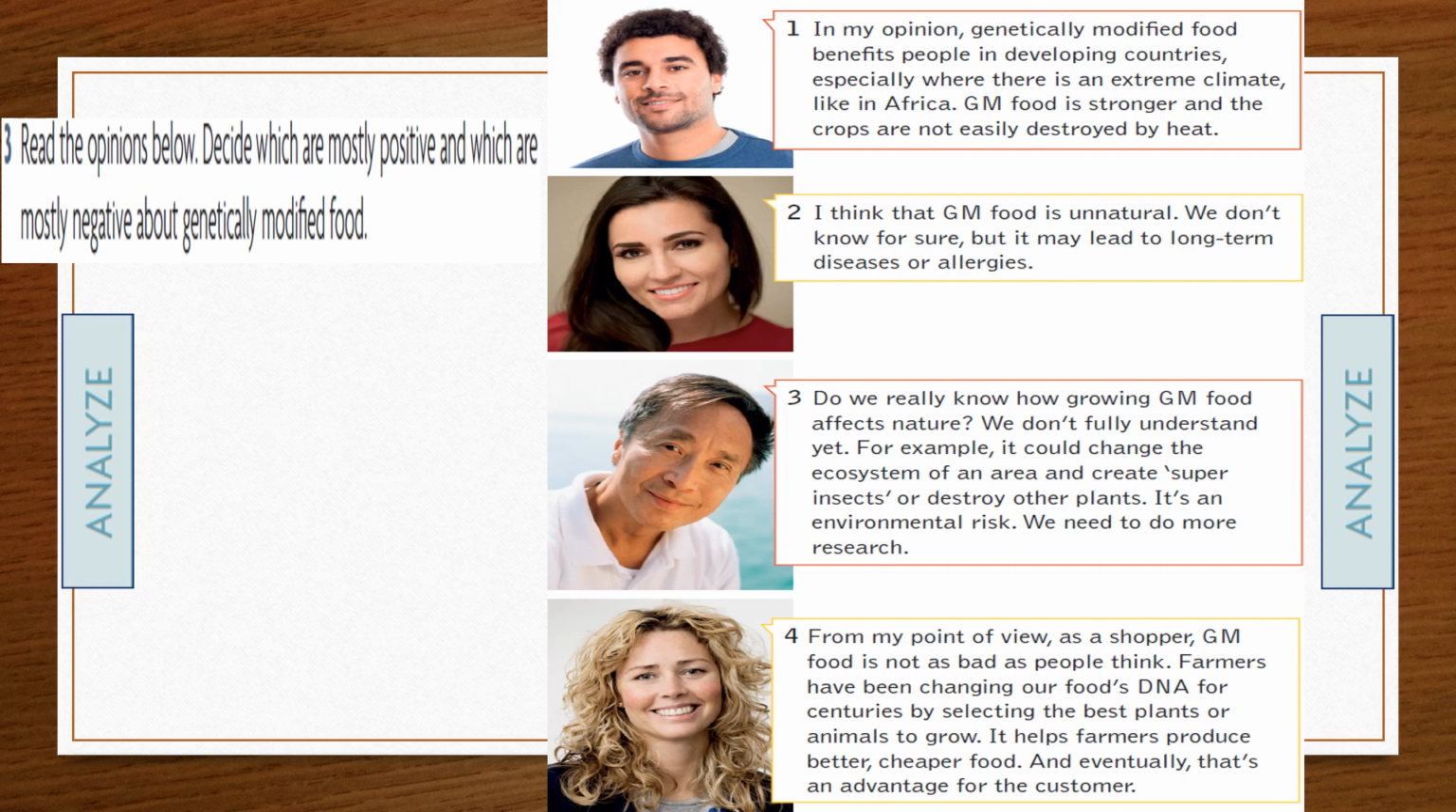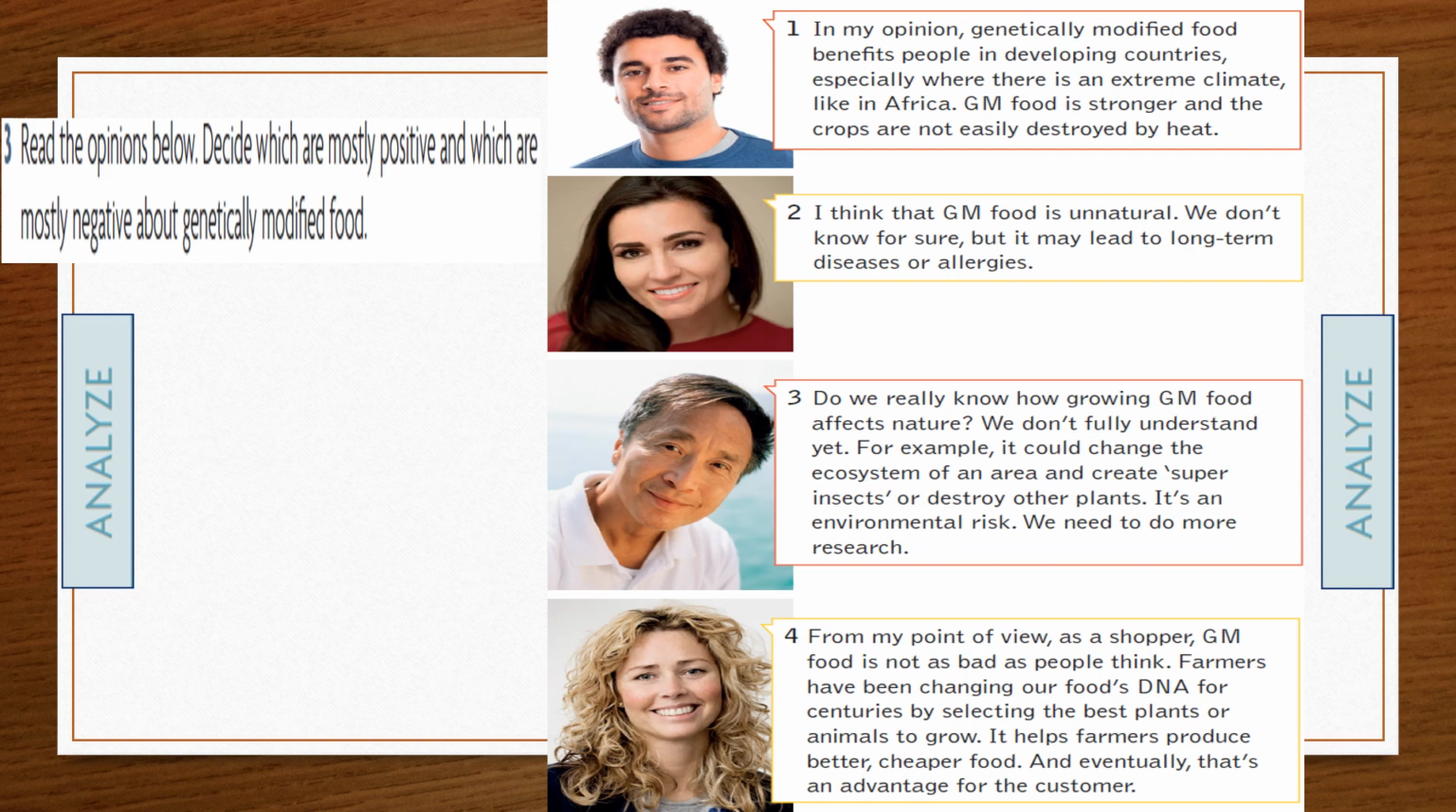The third person says, do we really know how growing genetically modified food affects nature? We don't fully understand yet. For example, it could change the ecosystem of an area and create super insects or destroy other plants. It's an environmental risk. We need to do more research. He is taking a step back. He has a negative opinion about genetically modified food.